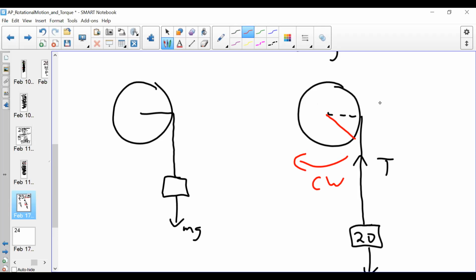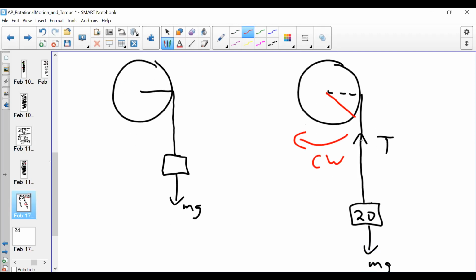Torque is force perpendicular to a radius. And can we see this? Is everybody clear on that?